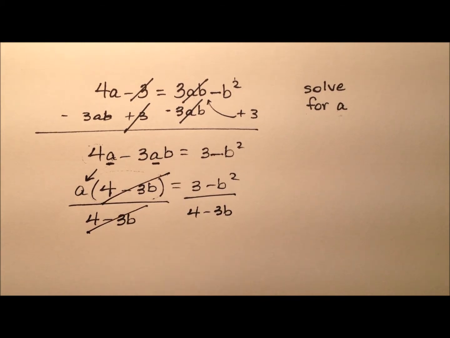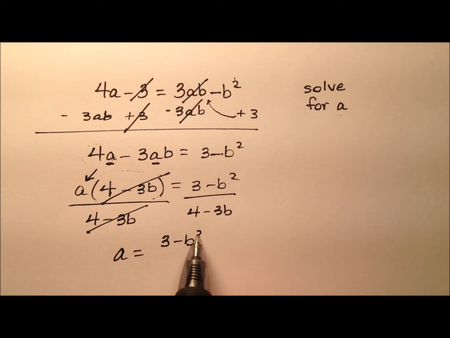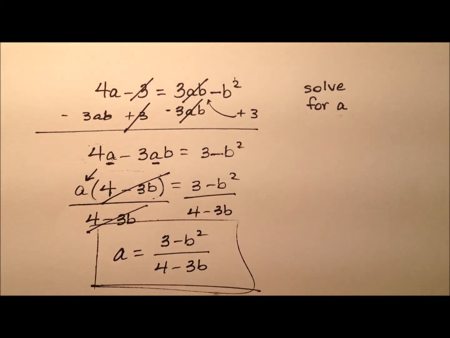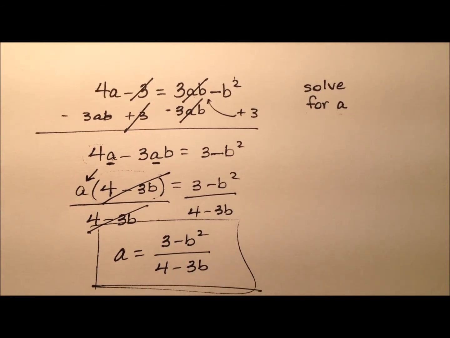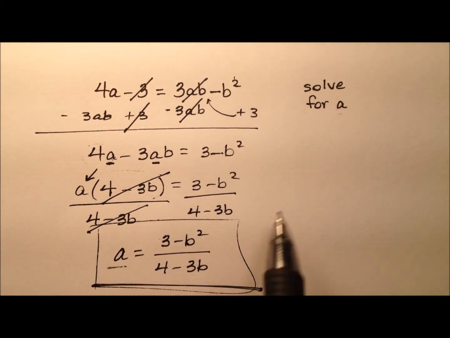On the left, of course, they'll cancel, and you'll be left with just a. And on the right, we'll have this fraction. So 3 minus b squared over 4 minus 3b. And looking at this right side, nothing will cancel. Because remember, when you have a fraction, in order to cancel anything, you have to factor out common factors first, and then you can cancel any factors that may be the same, just like simplifying fractions. So in this case, we can't simplify it anymore, but we have isolated our a variable. So we set out to solve for a, and we did just that.